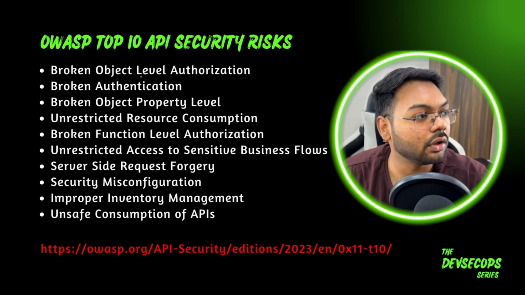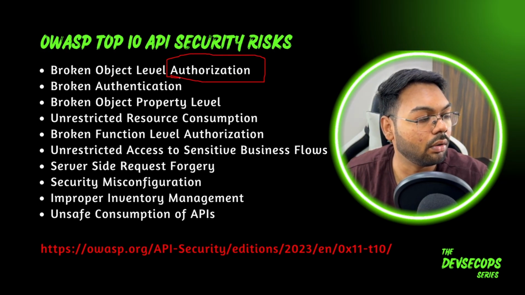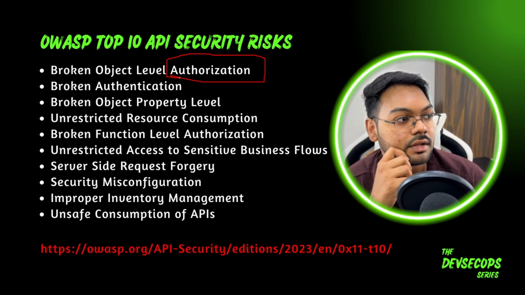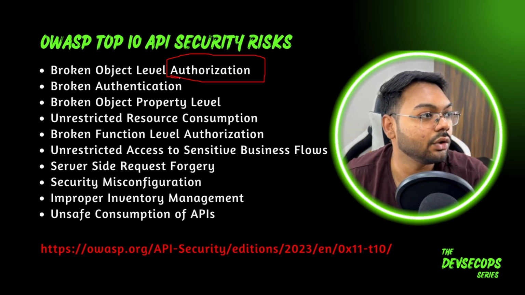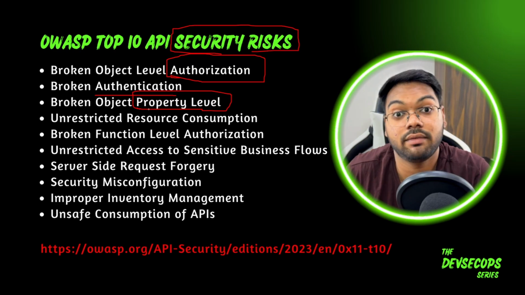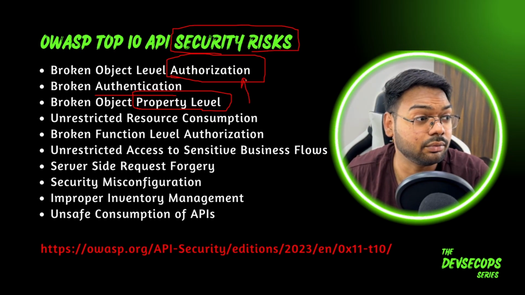Broken object level authorization, as we already mentioned earlier. Authorization you need to know based on the RBAC stuff that we already discussed. Then broken authentication could be a risk. Here we are talking about security risk for your APIs. Then broken object property level authorization. If someone could inject different properties, they could elevate their access in the authorization steps. So you need to verify the properties as well.